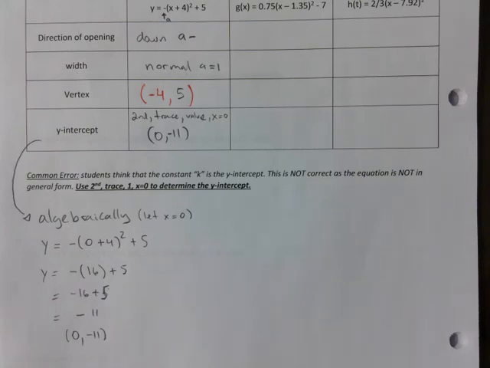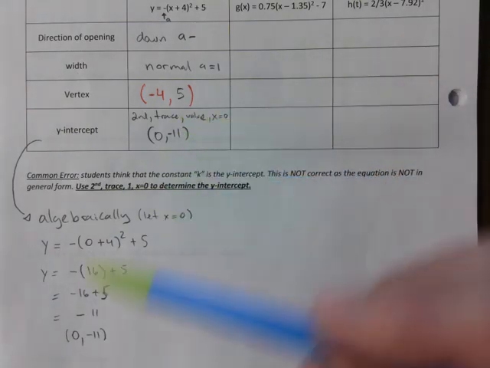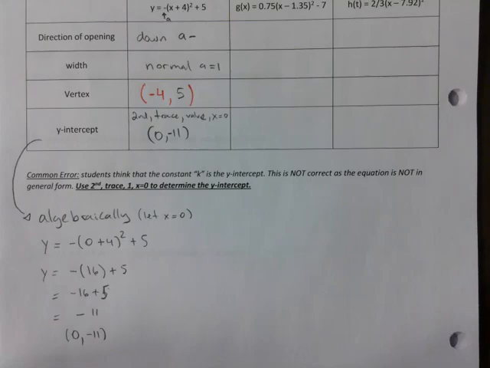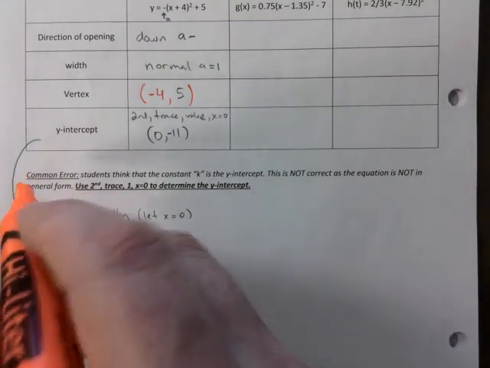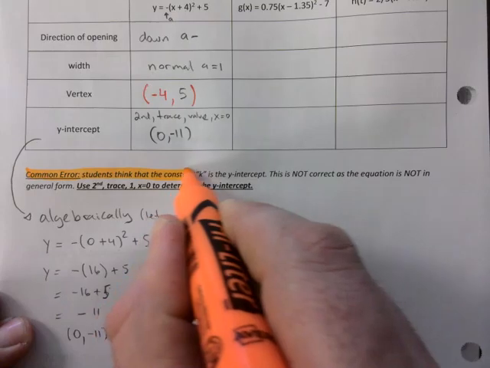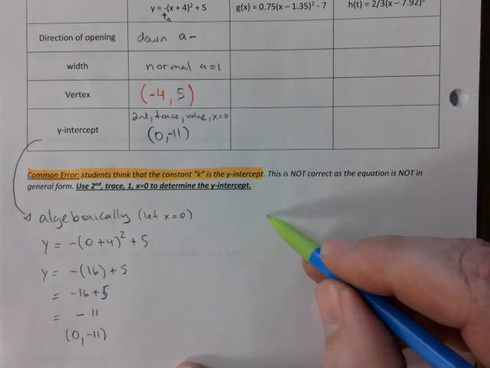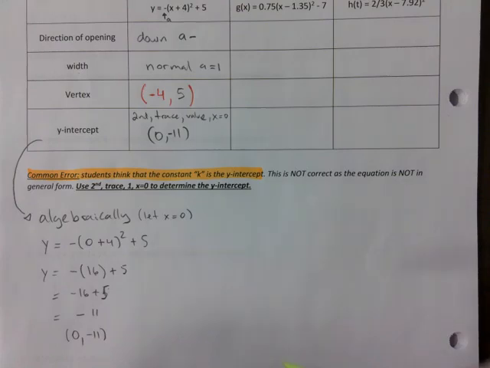So you always have the calculator there to verify what you just did. And the common error here is students think that the constant k is the y-intercept, but it is not the y-intercept. Okay. So make sure you understand. I'm going to leave it like that for now.